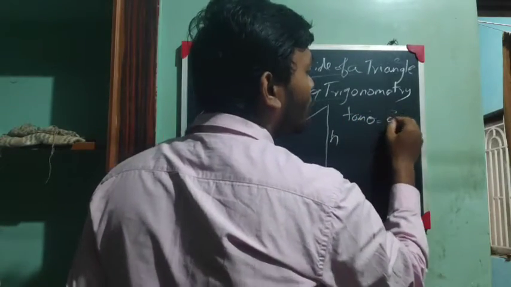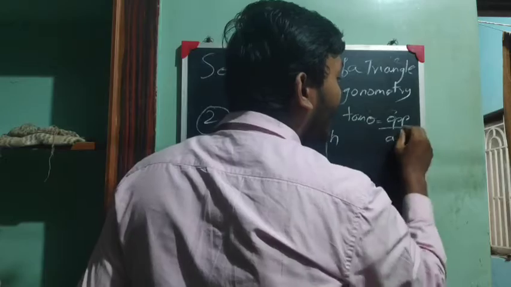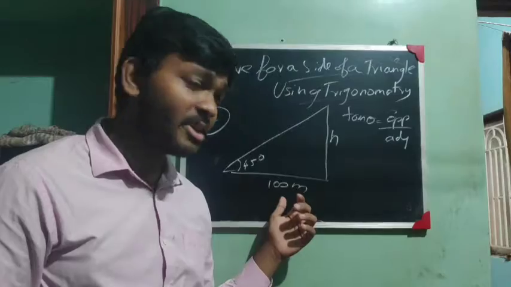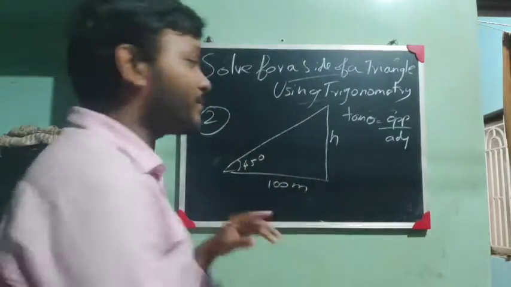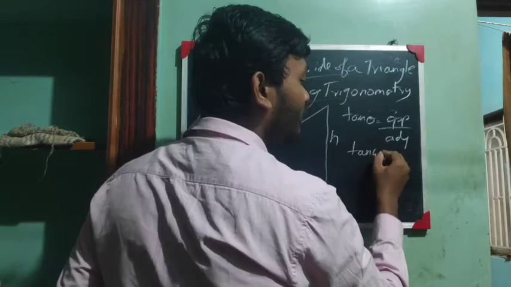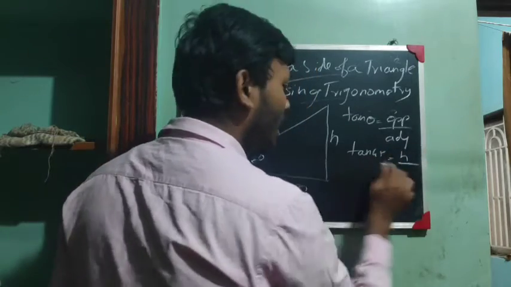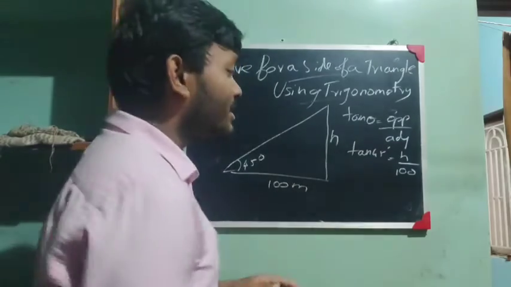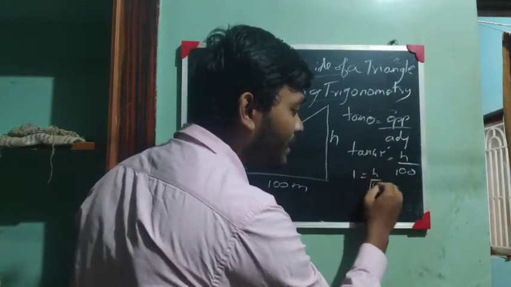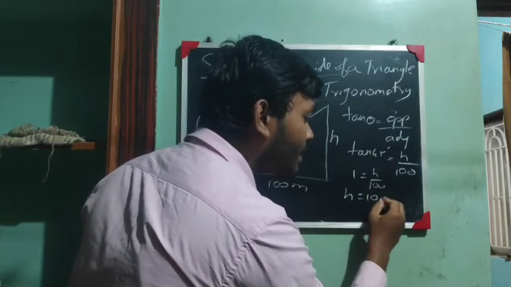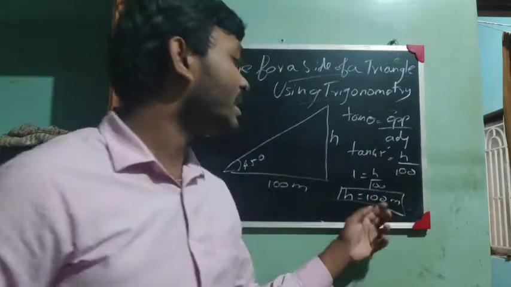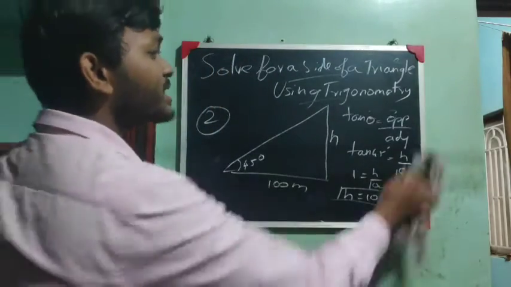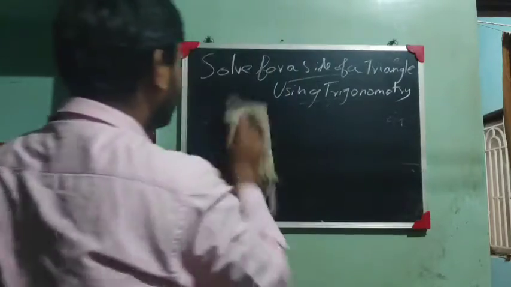Tan theta is equal to opposite by adjacent. Here opposite is h, adjacent is 100 meters, and theta is 45 degrees. So tan 45 is equal to h by 100. We all know the value of tan 45 degrees from the table. That's 1, equal to h by 100. So h is equal to 100 meters. The height of the building is 100 meters. Easy, isn't it? Right. Now we are going to get into another example.